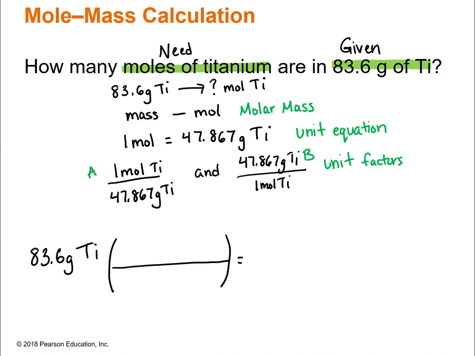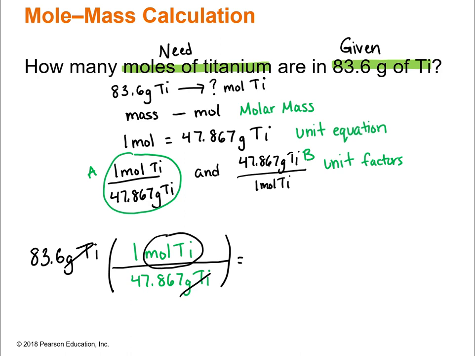This time, our starting information is the number of grams of titanium. Which one are we using this time, A or B? With this unit factor, we cancel out grams and we end up with moles. Try it in your calculator. Let me know what you get. Make sure that you're dividing. There we go.